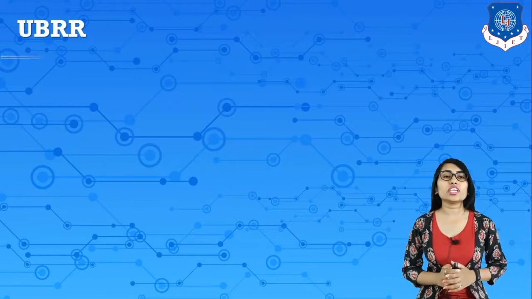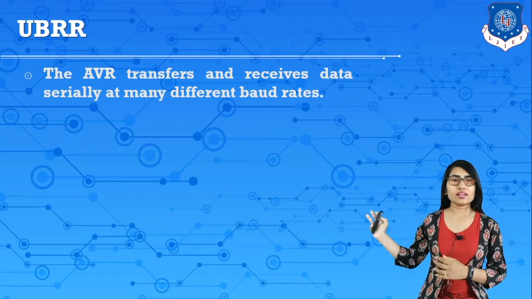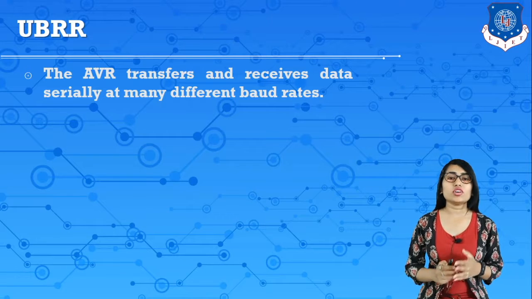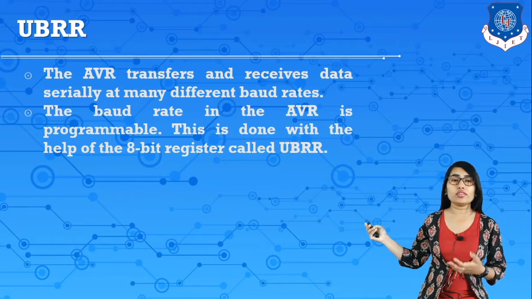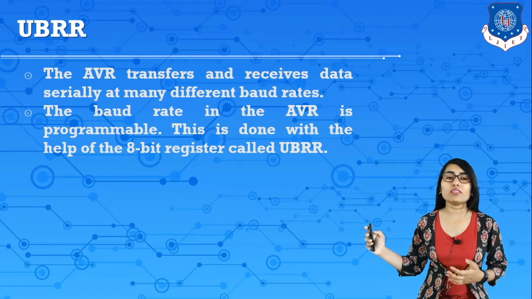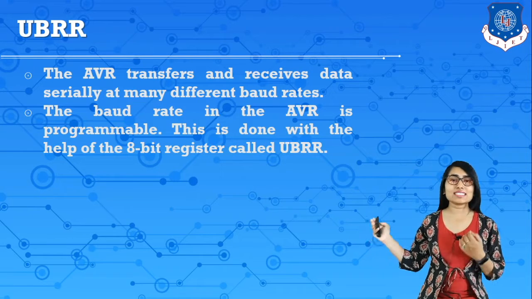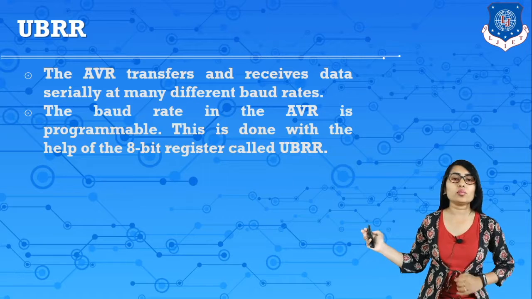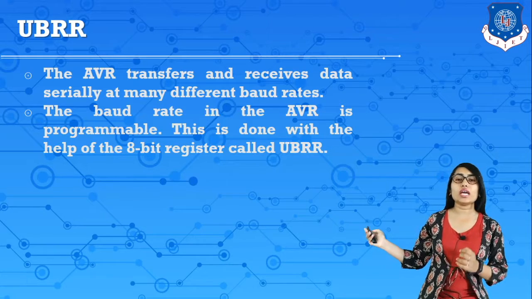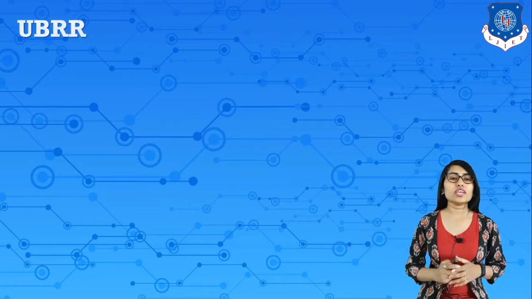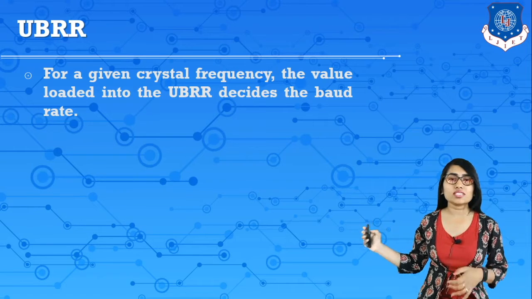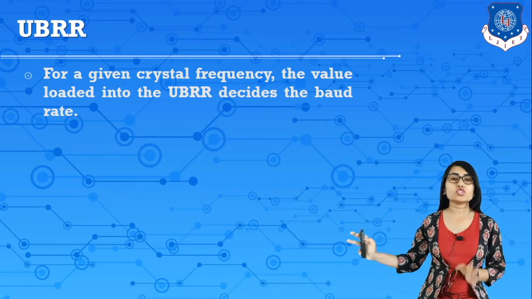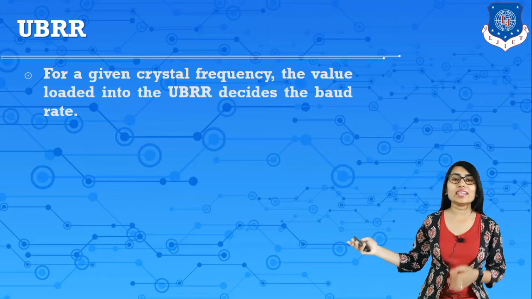So first we have the UBRR register. The AVR transfers and receives data serially at many different baud rates. The baud rate in the AVR is programmable, and this is done with the help of an 8-bit register called UBRR. For a given frequency, the value loaded into the UBRR decides the baud rate.